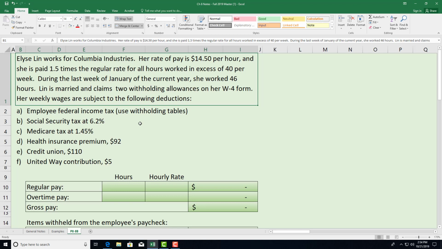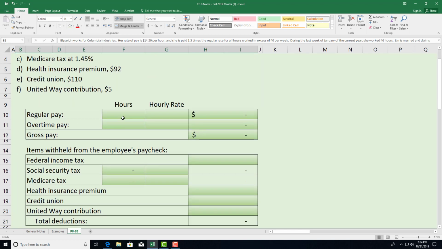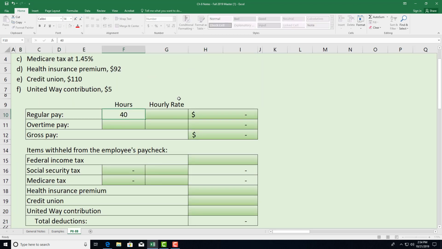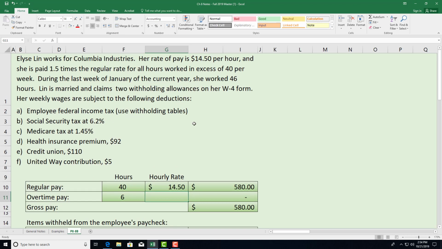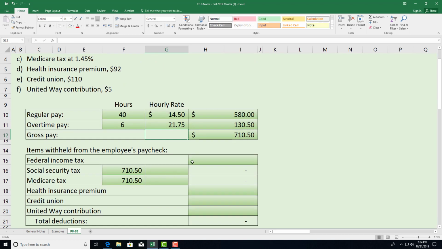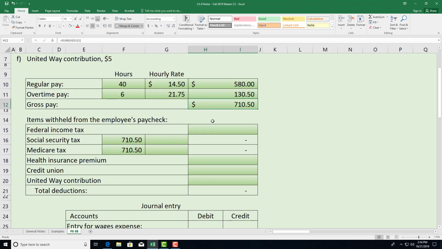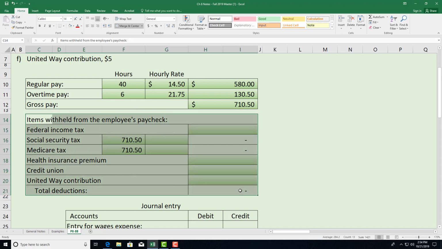So step 1 before we do anything else is we need to calculate her gross pay. She has 46 hours, meaning 40 regular, 6 overtime, regular hourly rate of $14.50, and then her overtime rate, again, I'm using a formula, so I'm clicking that equals her regular rate times 1.5. And so then we get gross pay of $710.50.